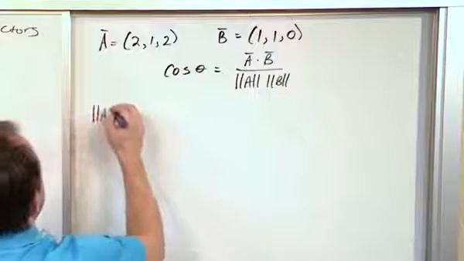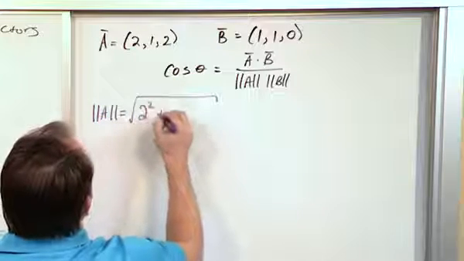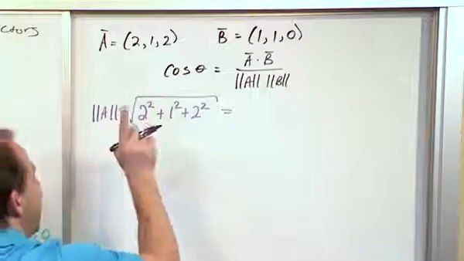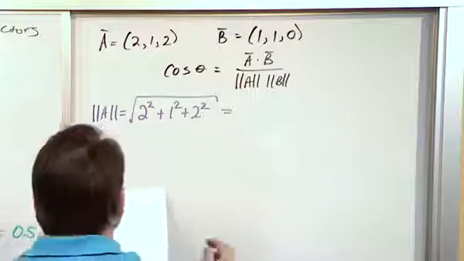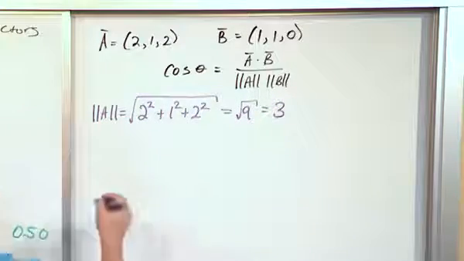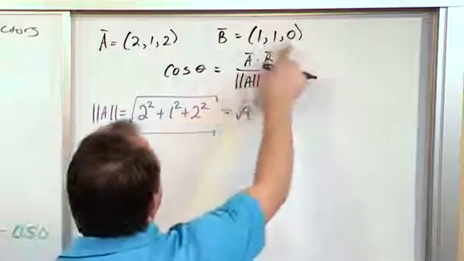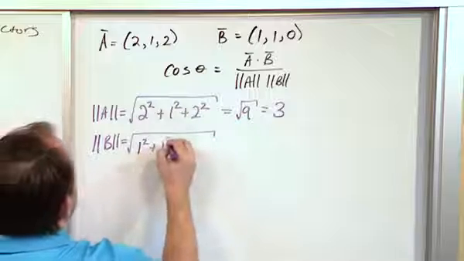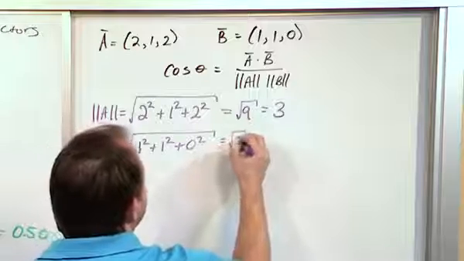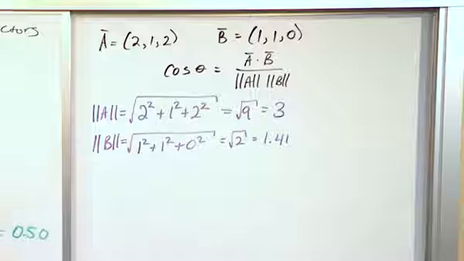So magnitude of A is the square root of these components squared, 2 squared plus 1 squared plus 2 squared. So this will be 4, this will be 4, that gives you 8. This will be another one, which will be 9. And so we'll have the square root of 9, which as you all know is 3. All right? And then the magnitude of the B vector is very similarly computed, 1, 1, 0, so it would be 1 squared, 1 squared, 0 squared. So this is 2. So this is the square root of 2, which is 1.41. A bunch of decimals after that, but we'll just leave it at 1.41.